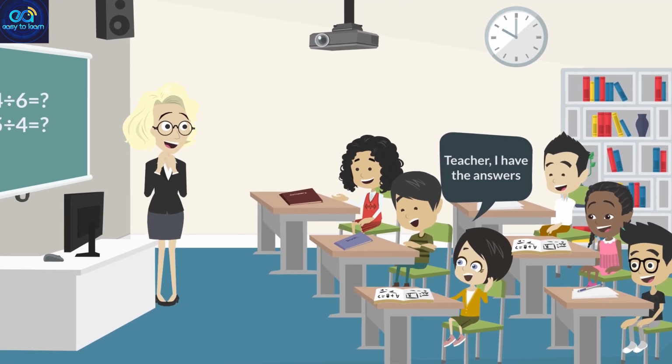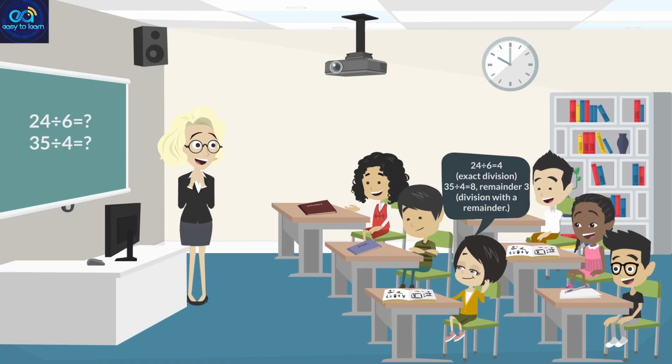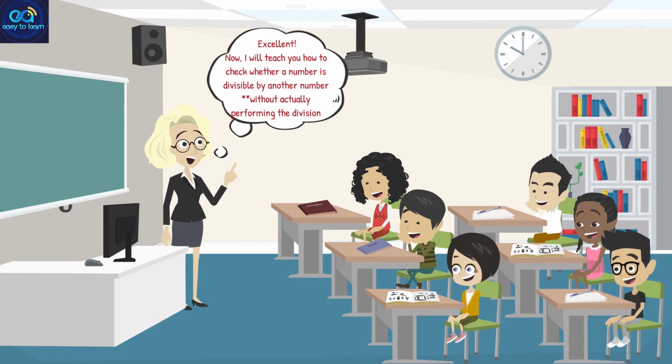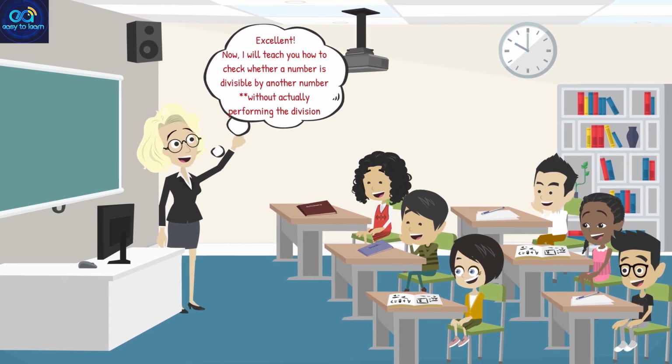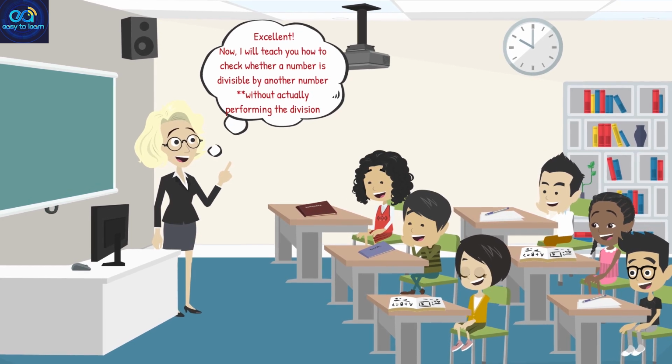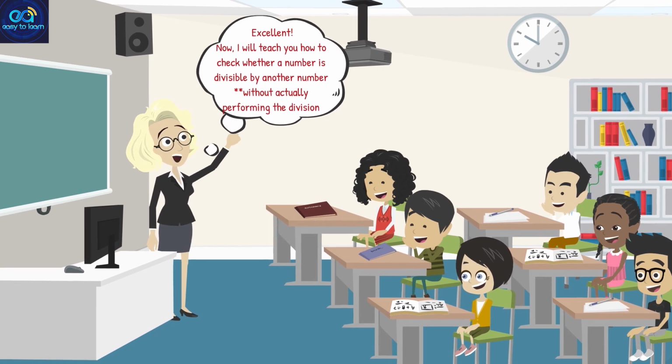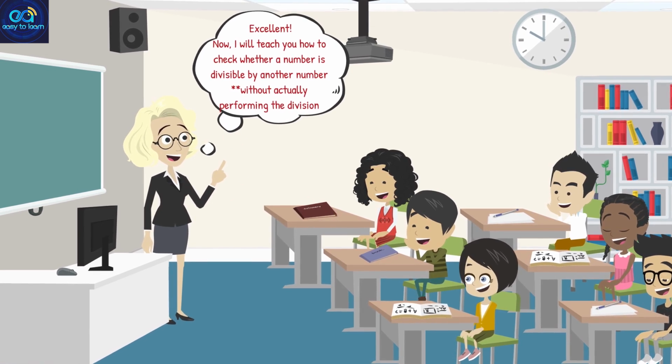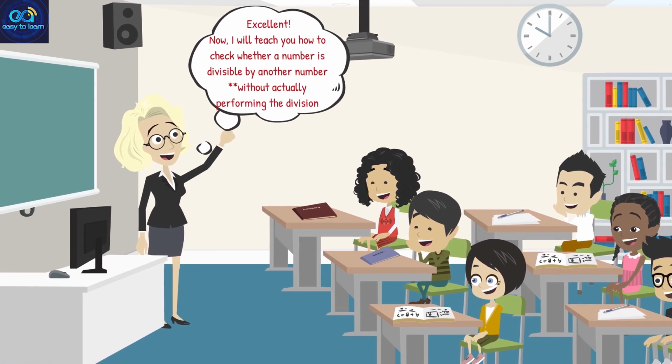Teacher, I have the answers. 24 divided by 6 equals 4. 35 divided by 4 equals 8, remainder 3. Excellent. Now, I will teach you how to check whether a number is divisible by another number without actually performing the division.